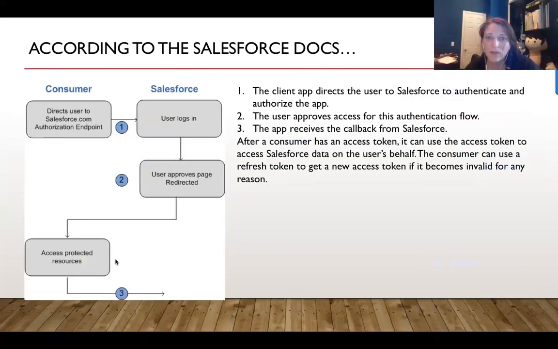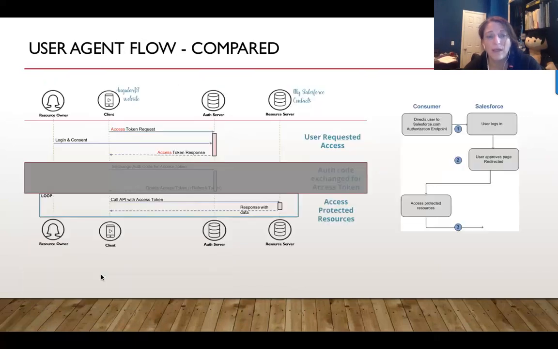So let's just look at the Salesforce doc. The client app directs the user to Salesforce to log in if you haven't logged in before. You authorize the flow. Then the app receives a callback from Salesforce. And after the client or consumer has an access token, it can then access the protected resources. I never understood how this is different, but let's look at it again. So we have our roles at the top. Then we have this user request access part, and they get access to protected resources. And the whole authorization code exchange doesn't happen.